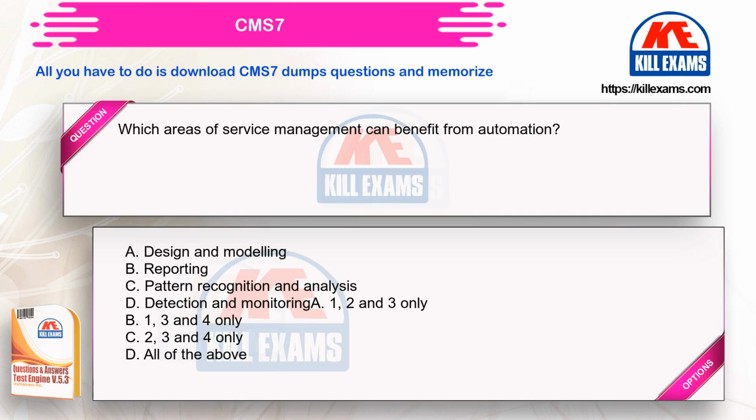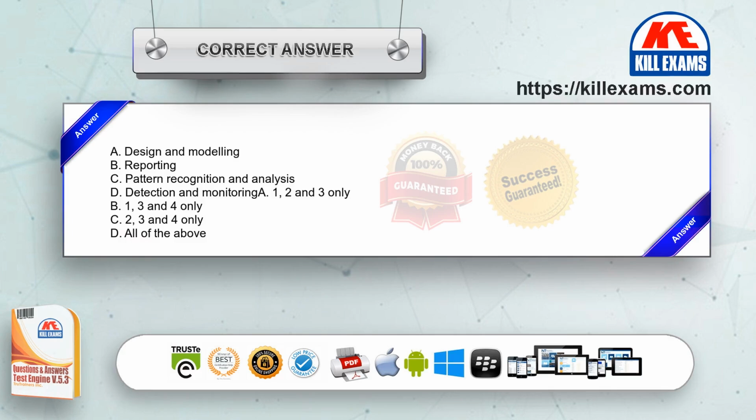Which areas of service management can benefit from automation? 1. Design and modeling. 2. Reporting. 3. Pattern recognition and analysis. 4. Detection and monitoring. Option A. 1, 2 and 3 only. Option B. 1, 3 and 4 only. Option C. 2, 3 and 4 only. Option D. All of the above. The correct answer is option D.